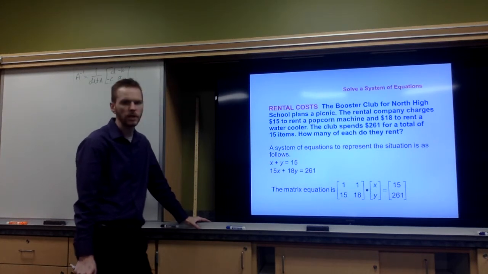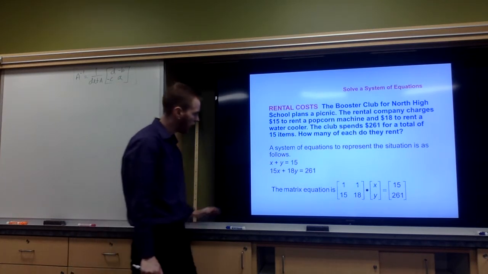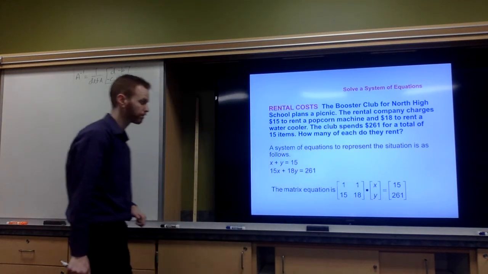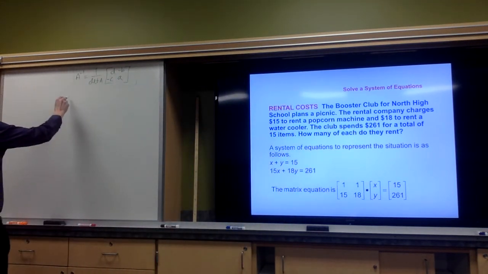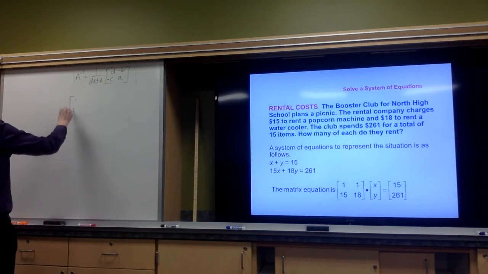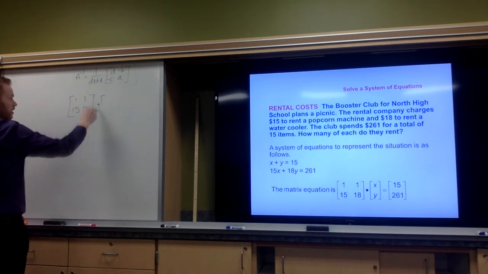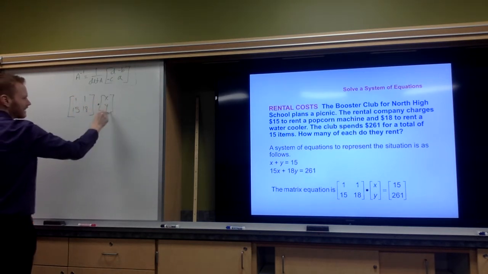So how many of each item did they really come up with? So I'm going to take this and create a matrix equation for it, okay? So let's break down what this looks like. Because at first you're probably thinking, this is weird. Guess what? It's weird, okay? So here we go.